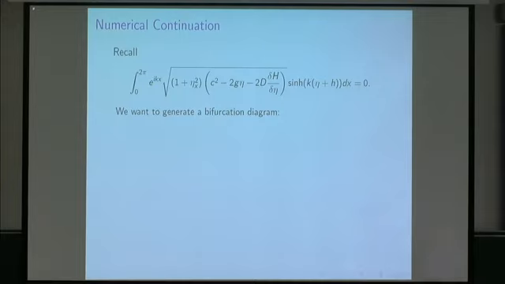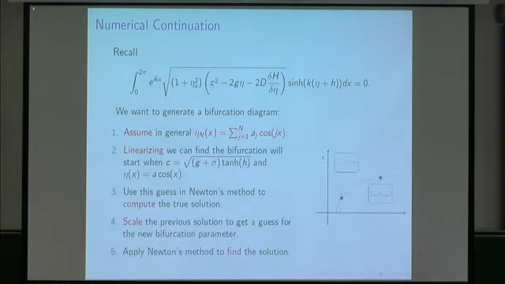So here's our one equation. The unknowns are eta and c, and we want to generate a bifurcation diagram. Since we're looking at periodic solutions, you can show that solutions will be even, and so you can decompose them into a cosine series. Then you can find where the bifurcation branch starts by linearizing, and you get that c is equal to the square root of, oh, I guess this should be d, sorry about that.